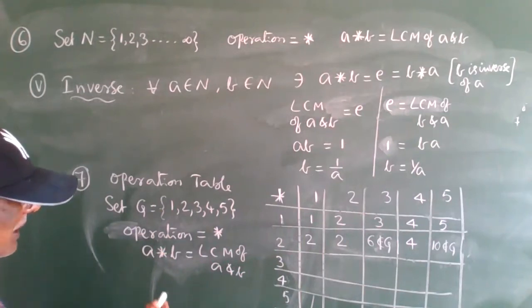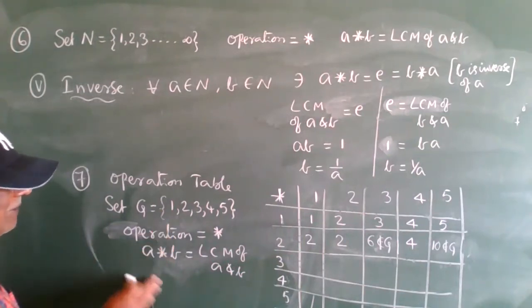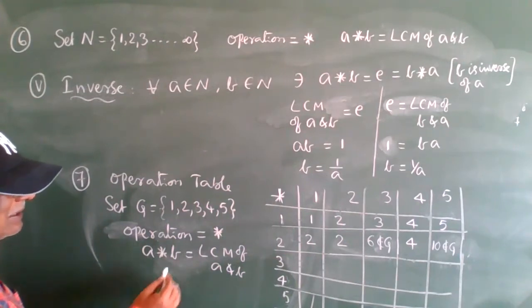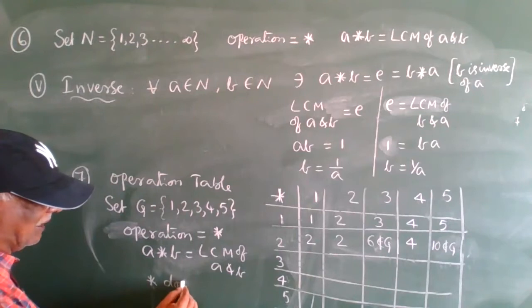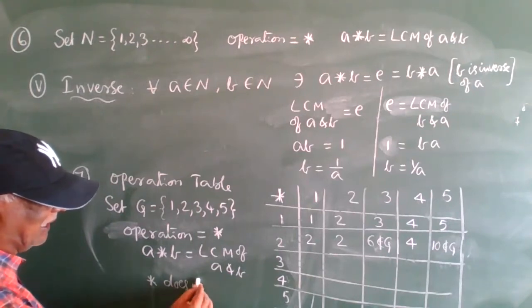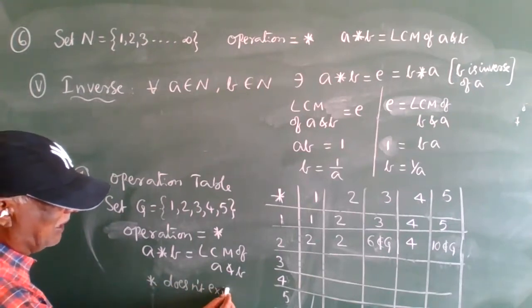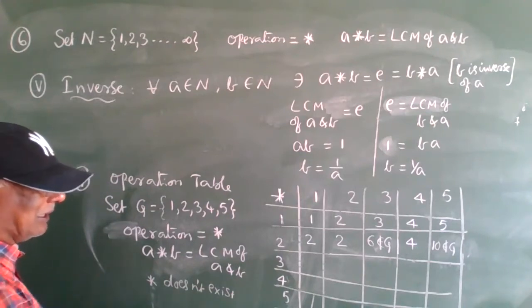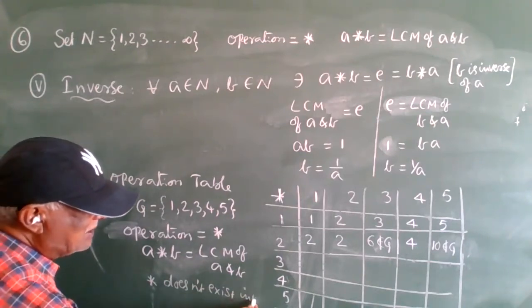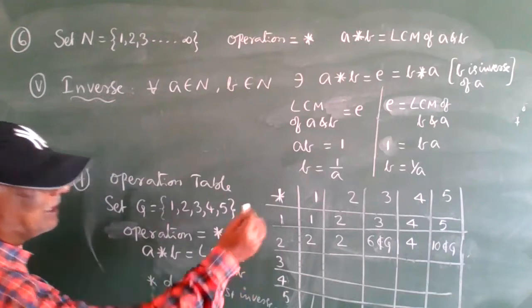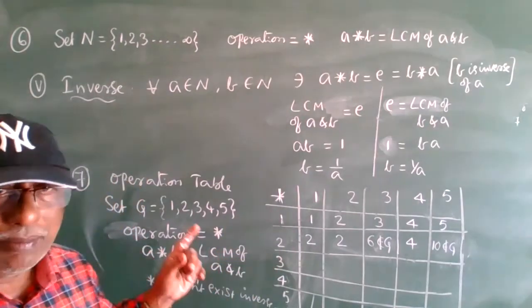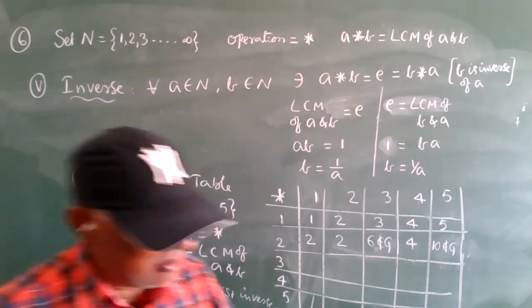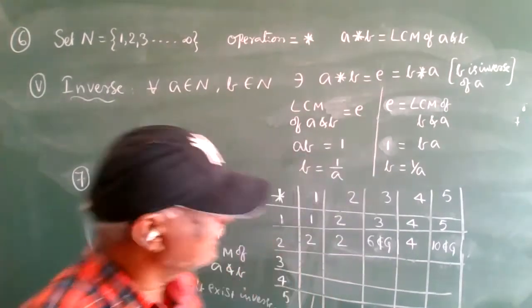Therefore, the inverse does not exist. Okay? So in the seventh problem, for the star operation, the inverse does not exist. Why? Because we are getting elements other than the set elements. Okay, the seventh problem is clear, everyone? Right. Now I go through the eighth problem.